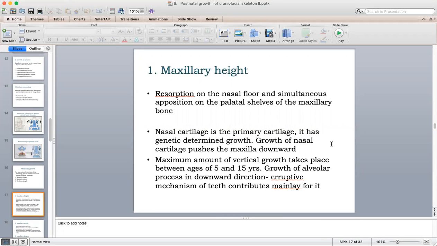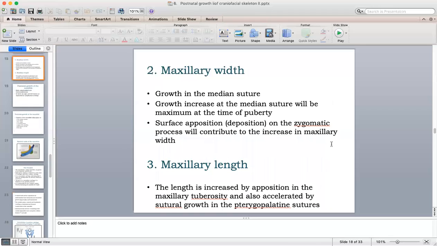The maximum amount of vertical growth takes place between 5 to 15 years. Growth in height occurs till the end. Height is the last dimension where growth ceases. And the most important is the growth of the alveolar process. As the teeth erupt, the alveolar process erupts downward and you can see that the height of the maxilla, or the entire face, increases. As the teeth erupt, the face becomes longer. That is because of the vertical growth at the alveolar process.